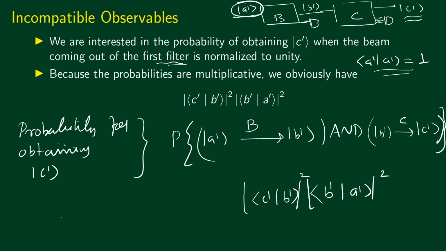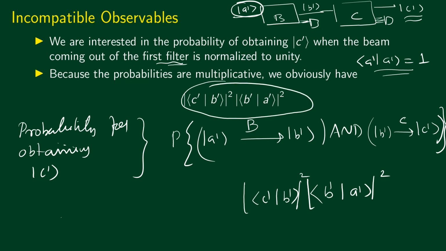First, ket A prime should change to ket B prime under a measurement of B, and ket B prime should change to ket C prime under a measurement of C. So the total probability would be the product of these individual probabilities. That's what we have written here. This is what we mean, because the probabilities are multiplicative.